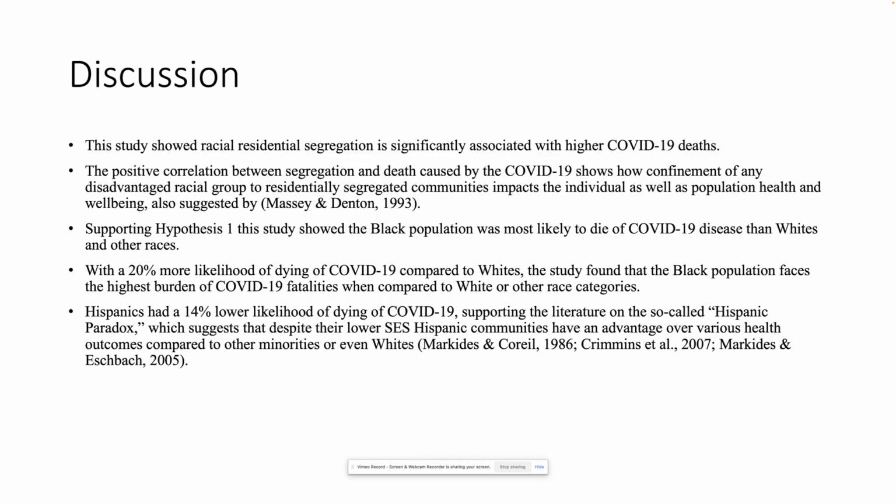So this study shows that racial residential segregation is significantly associated with higher COVID-19 death. And there's a positive correlation between segregation and COVID-19 mortality, and minority population bear the highest burden of mortality as compared to whites, with 20% more likelihood for blacks to die as compared to whites. And Hispanics have 14% lower chances and likelihood of dying of COVID-19 than whites. And this also supports the so-called Hispanic paradox narrative, which suggests that despite their lower socioeconomic status, Hispanic communities have an advantage over various health outcomes compared to other minorities or even whites.